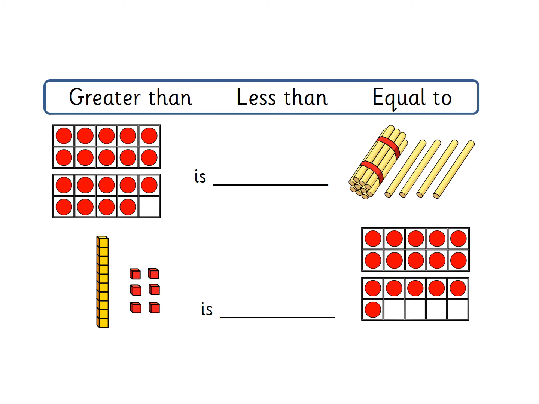We have got tens frames, so let's count the counters. 10, 11, 12, 13, 14, 15, 16, 17, 18, 19. And then on the other side we've got our straws. So we've got 19 there. Let's count our straws. 10, 11, 12, 13, 14. So 19 and 14. So 19 is something than 14. Is it greater, less than or equal to?